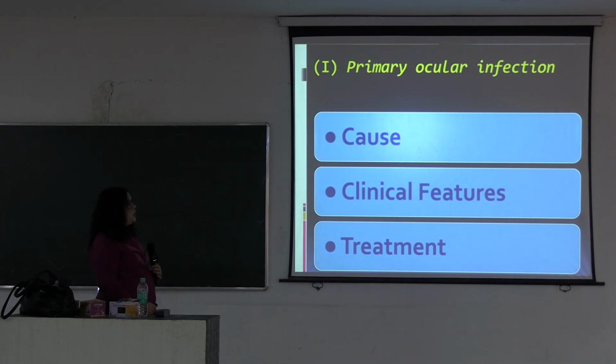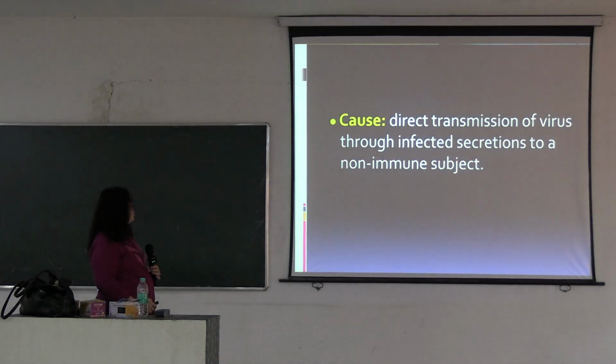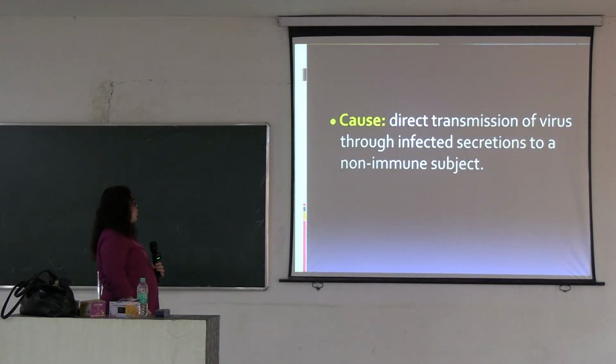Then in case of the primary herpes simplex virus, we discuss it. First, what is the causative organism, second the clinical features, then treatment. It is caused by direct transmission of the virus through infected secretions from one person to another, and the patient is a non-immune subject.